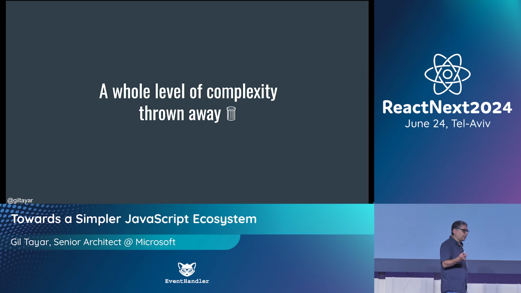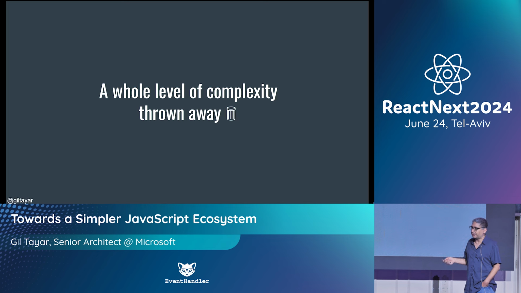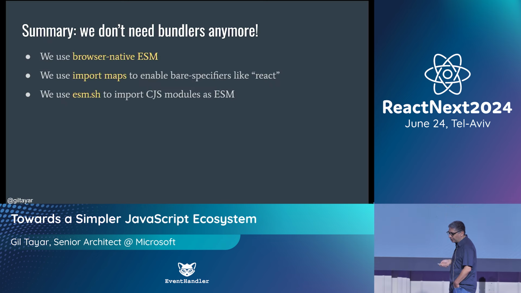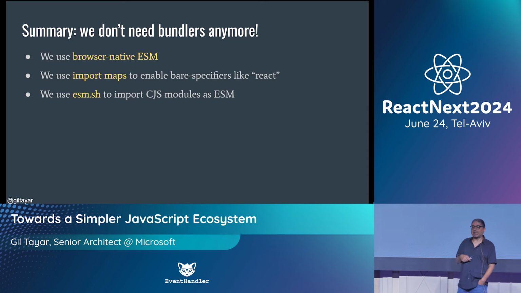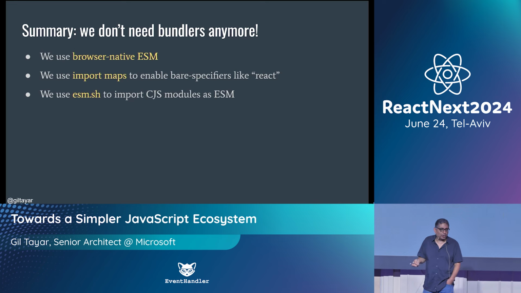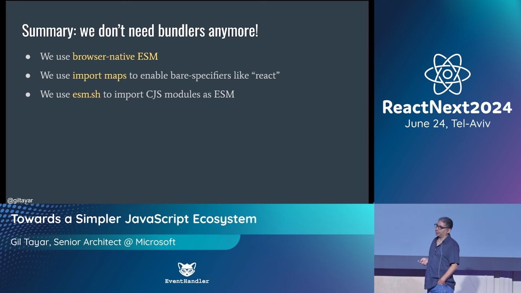So a whole level of complexity, and bundlers are the most significant complexity, a whole level of complexity thrown away. So we don't need bundlers anymore. We use browser-native ESM, import maps, and if something is in CommonJS, we use esm.sh. If you have your own packages, like in a mono repo, well, those can be ESM. They don't need to translate to CommonJS. They can be ESM native, so you don't have problems there.